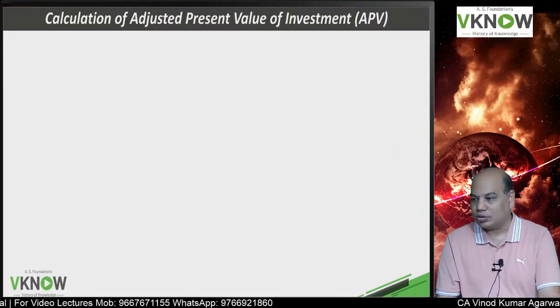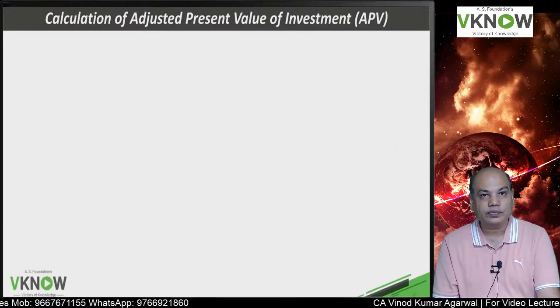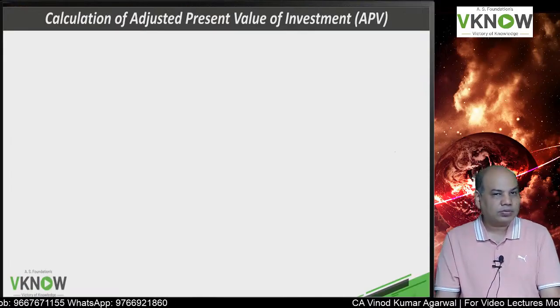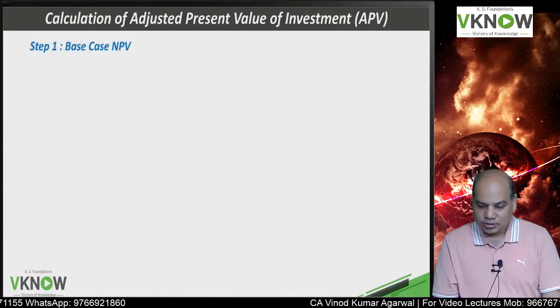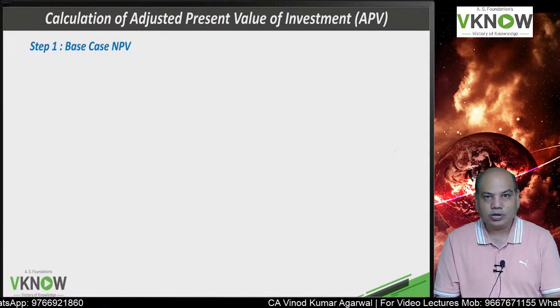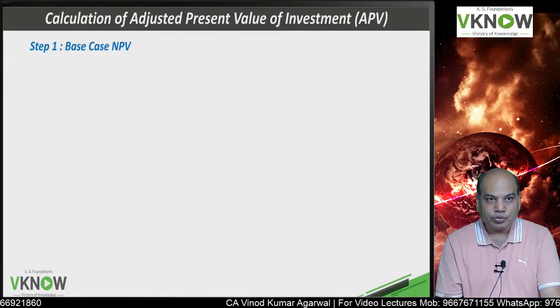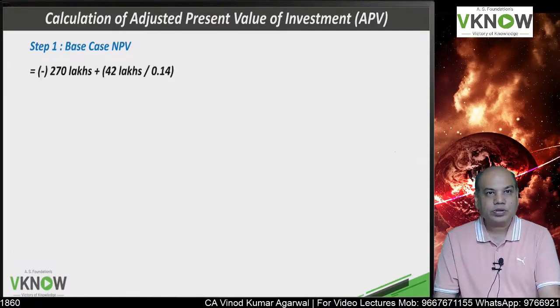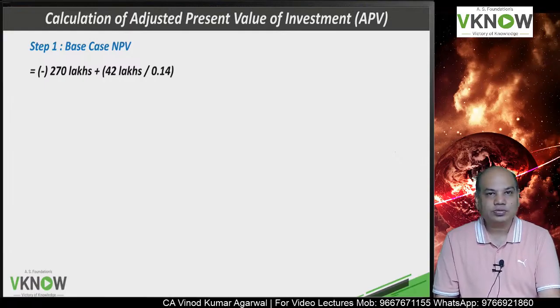So please write in the notebook, heading: calculation of adjusted present value of investment, APV. In short, write APV. Later on, at all places you can write APV. First we'll compute base case NPV. Base case NPV, the project cost is 270 lakh.